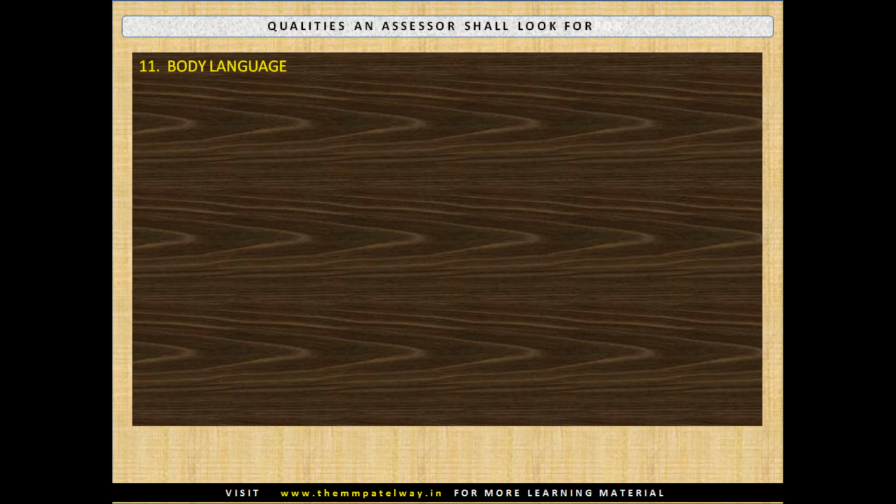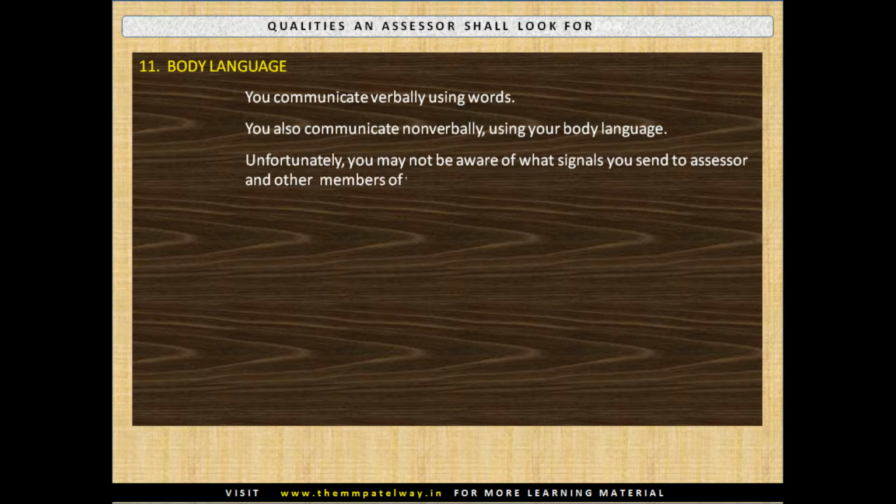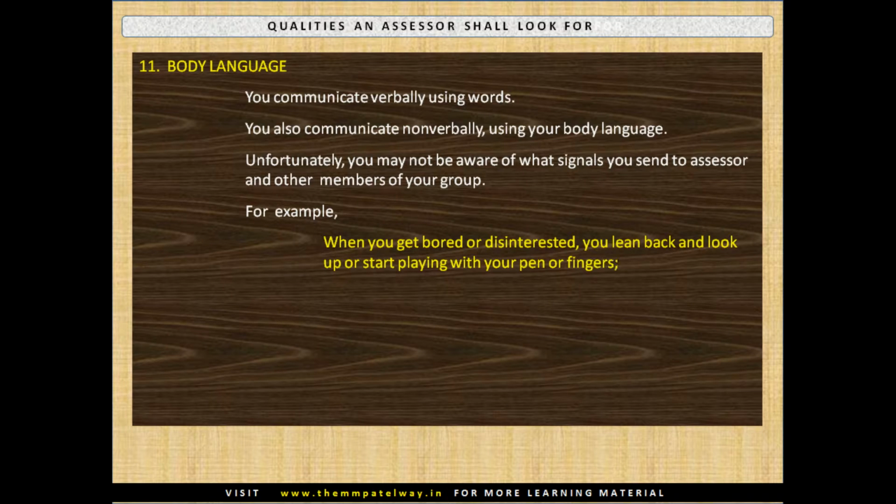Now the last one is body language. You communicate verbally using words. You also communicate non-verbally using your body language. Unfortunately, you may not be aware of what signals you send to the assessor and other members of the group. For example, when you get bored or disinterested, you lean back and look up or start playing with your pen or fingers. When you are non-confident, you look down.